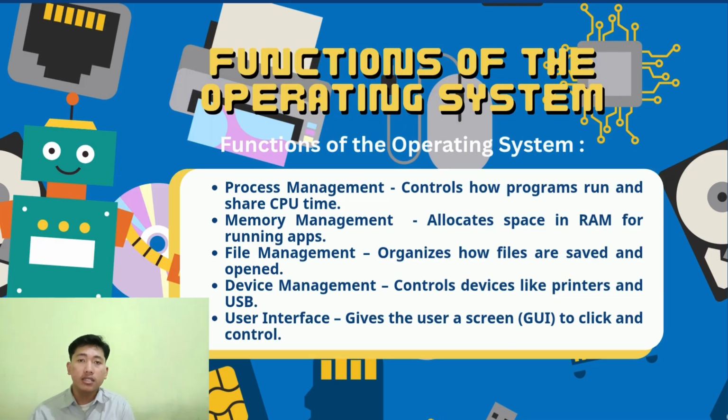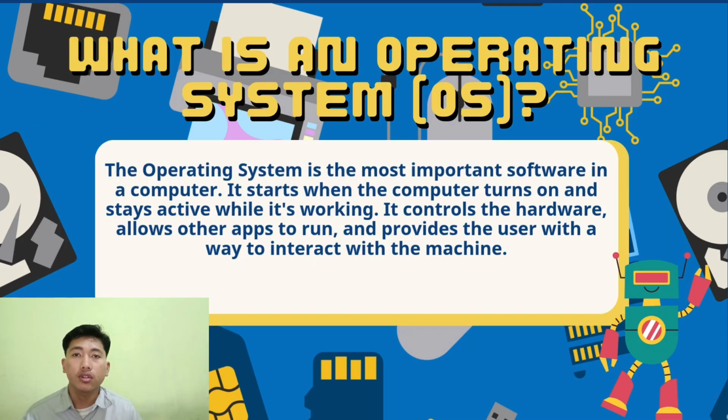Functions of the operating system. It has process management, to control how programs run and share CPU time. Memory management, to allocate space in RAM for running apps. File management, to organize how files are saved and opened. Device management, to control devices like printers and USB. User interface, giving the user a screen, GUI, to click and control.